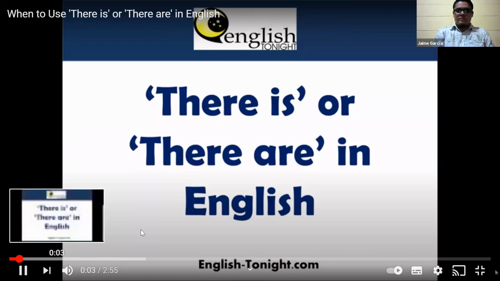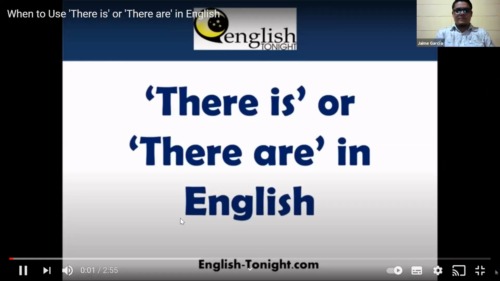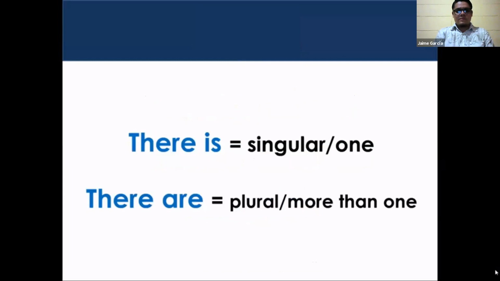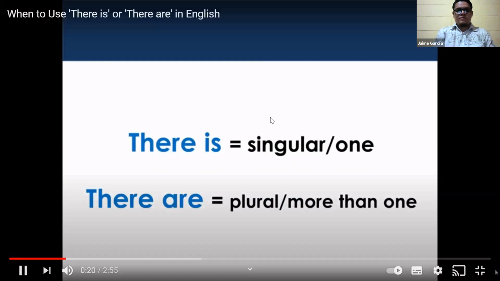Welcome to English Tonight. In this video lesson, you will learn when to use there is or there are in English. You will use there is when you are talking about one singular thing. There is one singular thing, and you will use there are when you're talking about more than one, or plural.